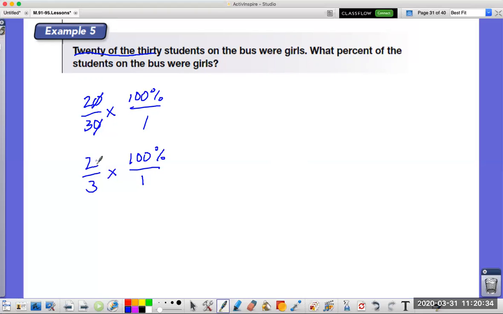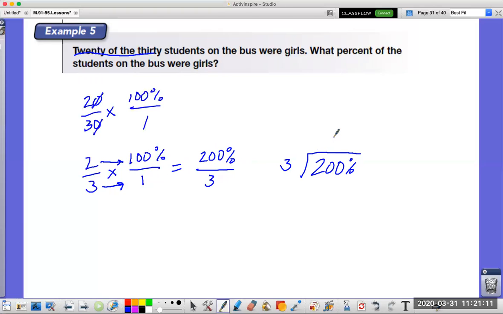I did reduce it to 2/3. 20 over 30 is the same fraction as 2 over 3. But now I just need to work through this. Now I can see that this can't be reduced, I can't cancel anything out, so I just multiply straight across. Numerator times the numerator equals 200%, over the denominator, 3. So that means I've got 200% inside the box, on the top, divided by 3, on the bottom.